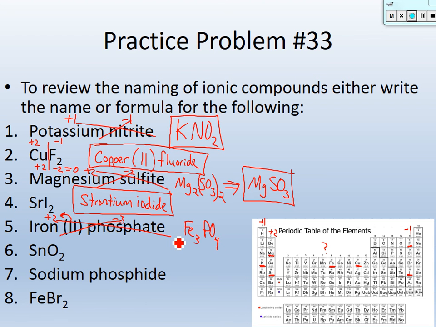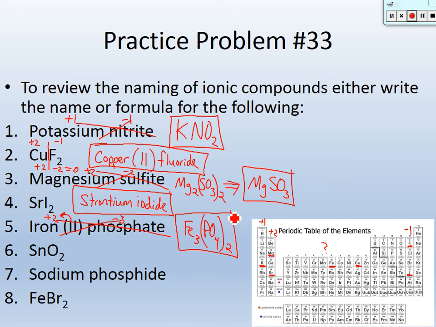But I've got to bring a 2 down, so I need parentheses. And that 2 goes on the outside of the parentheses. Can I reduce a 3 and a 2? And the answer is no. That's as reduced as it can get. So Fe(PO4)2 is iron 2 phosphate.